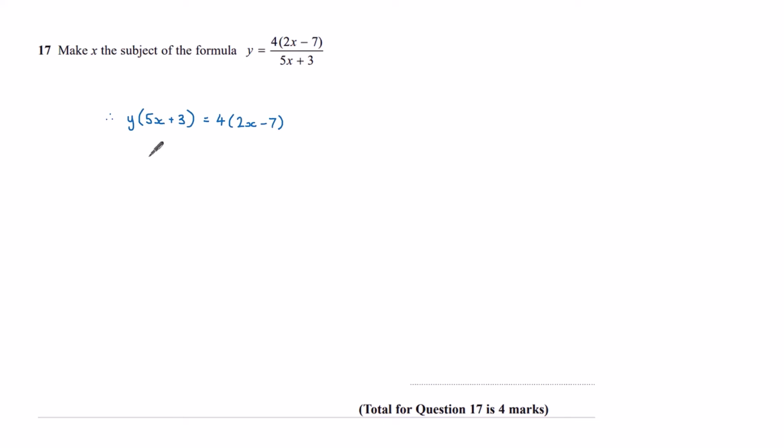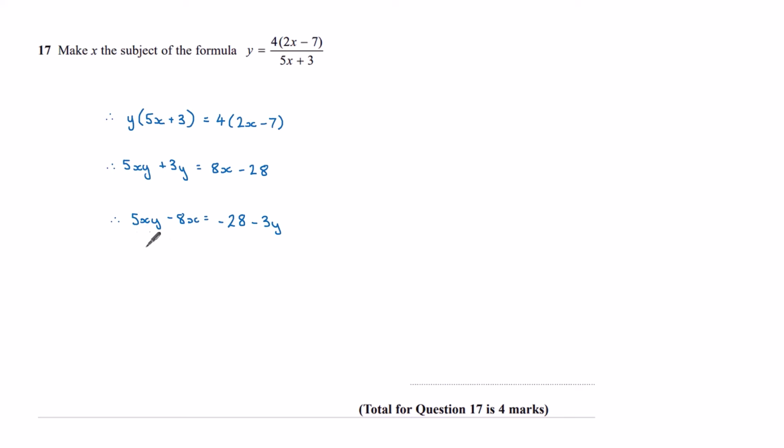Let's expand these brackets. So on the first bracket here, y times 5x is 5xy, plus y times 3, 3y, and that's equal to 4 lots of 2x, which is 8x, and then 4 times minus 7 is minus 28. Now what I want is my x's on the left-hand side. So if I subtract 8x from both sides and subtract 3y from both sides, then on the left-hand side I've got 5xy minus 8x, and on the right-hand side I've got minus 28 minus 3y.